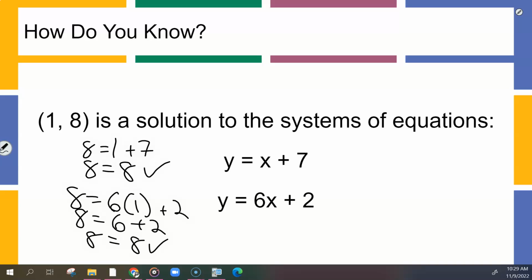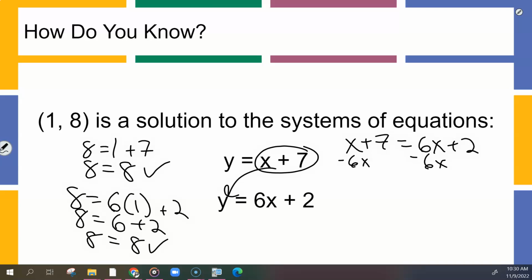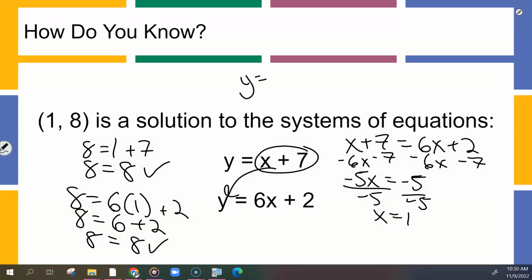I put x plus 7 in for y. So if you didn't do this method, listen, because this may be not new because we did this last class, but a good refresher. So then from there, subtract x from each side. Subtracted 7 from each side. And then it was negative 5x equals negative 5. And then x equals 1. That shows we have the first part, and then how would we get the second part? You would put 1 in for x, where y equals x plus 7.